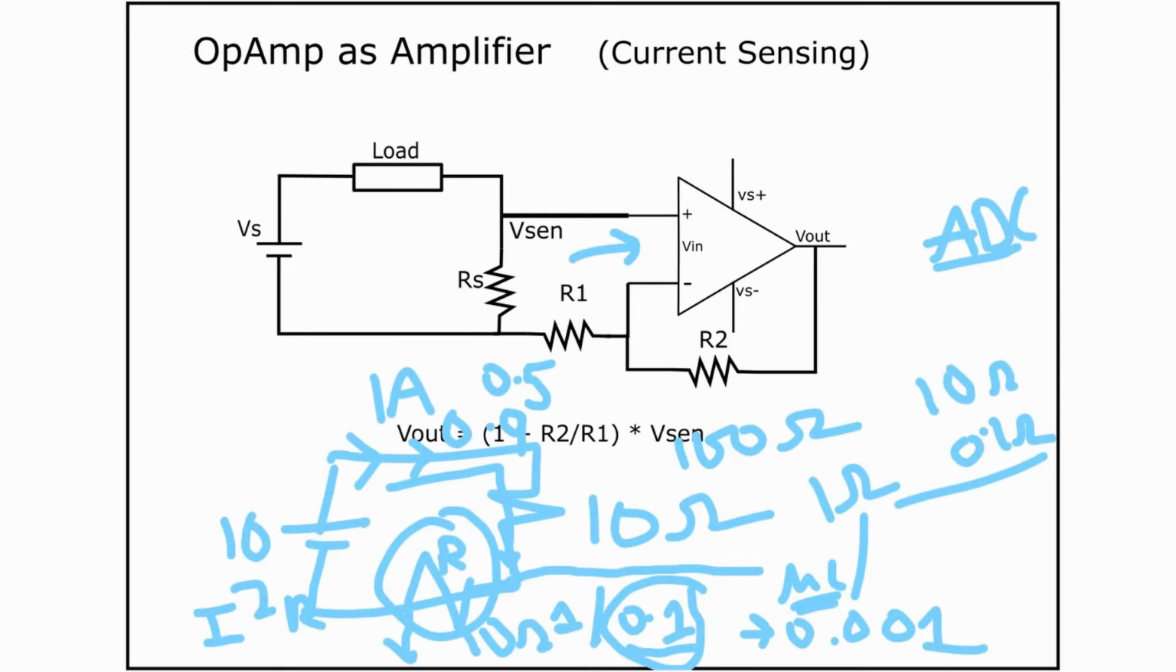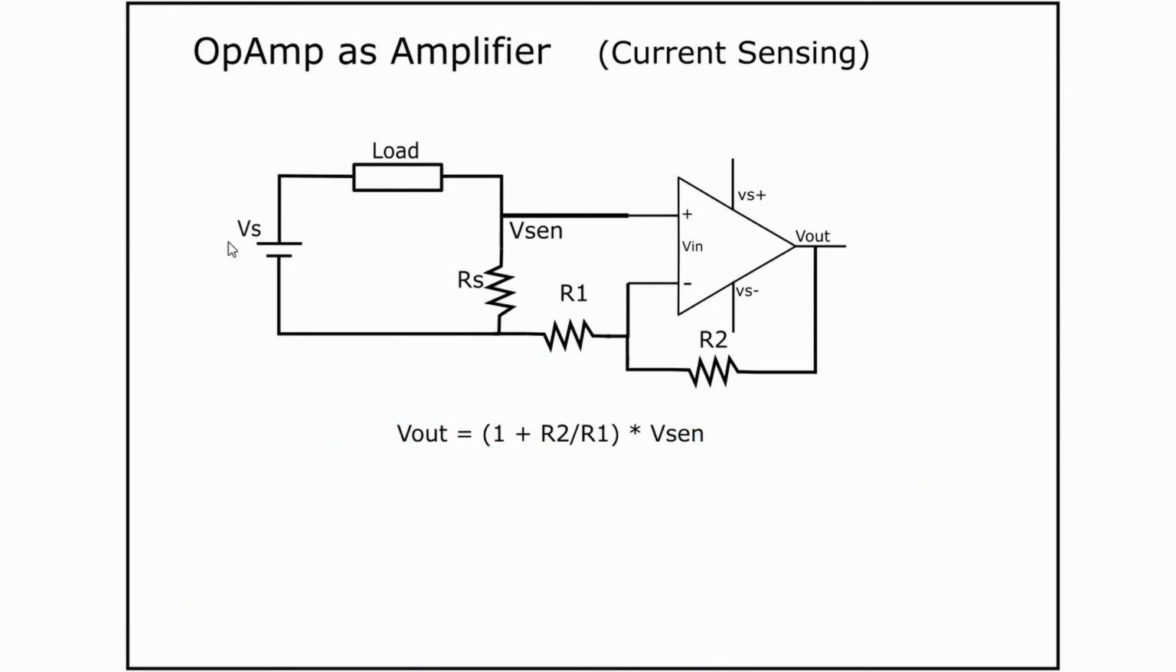Okay, let me clear this off. Now let's consider our supply voltage is 10 volt. My load is 10 ohm. So my current will be 1 amp. So I will use a 0.1 ohm resistor in this application.